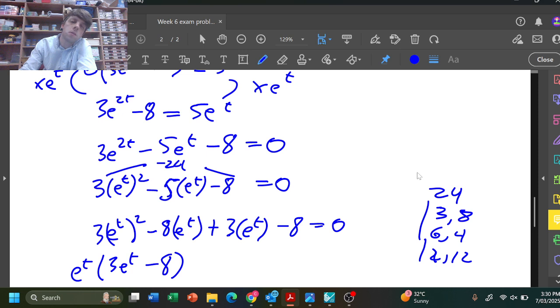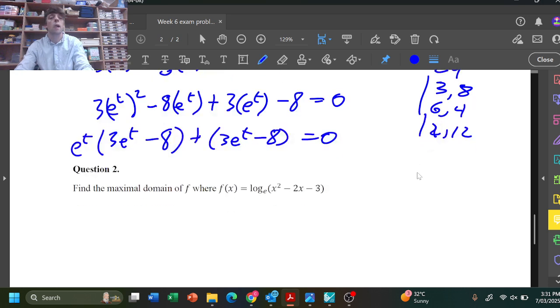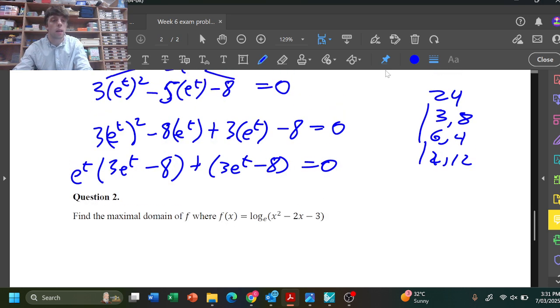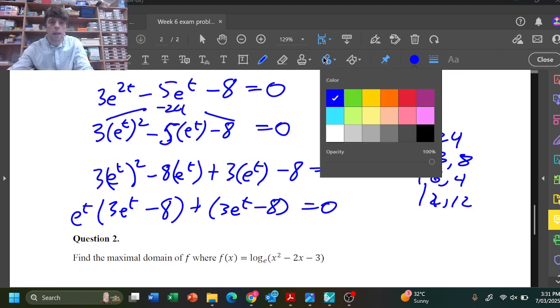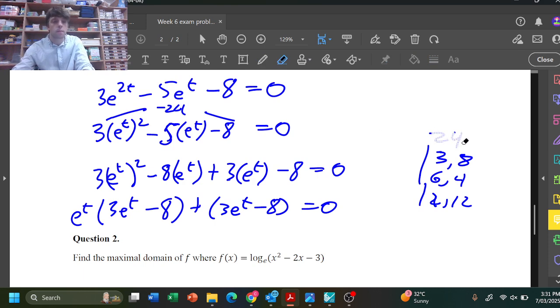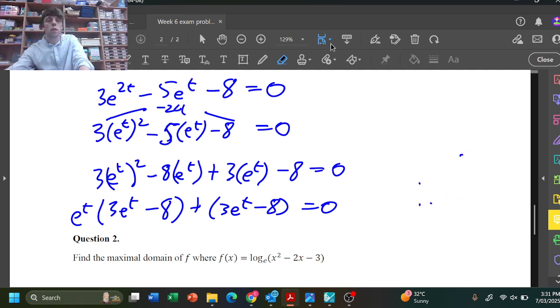And then these second two terms, they don't have any common factors, so we can just leave them in the brackets like this. And what we're going to notice is we have indeed created a common binomial factor, that common factor being e to the power of t minus 8, multiplied by 3 times e to the power of t plus 1. So let's just come over here.